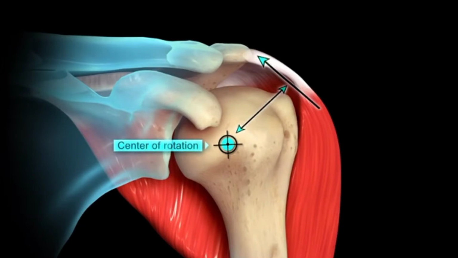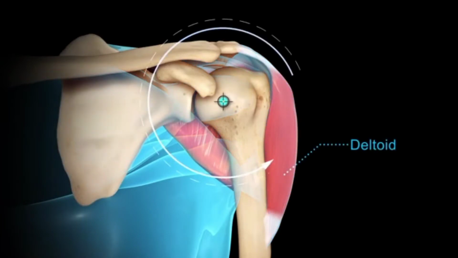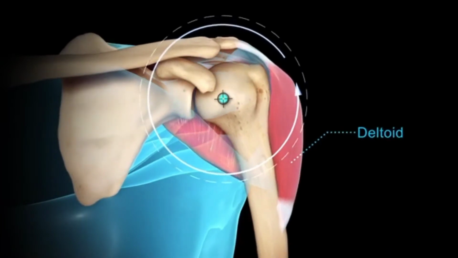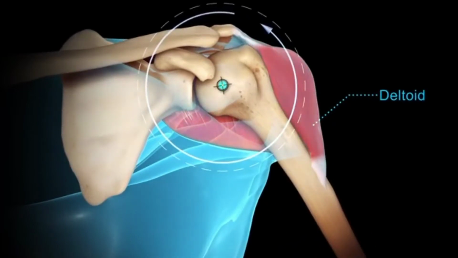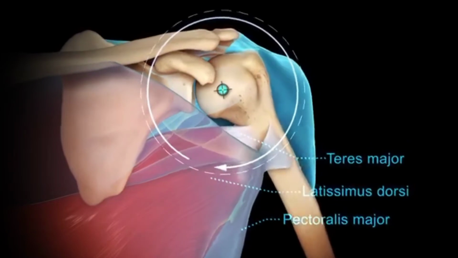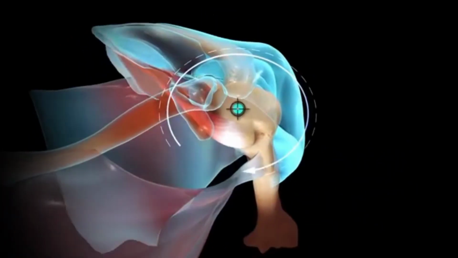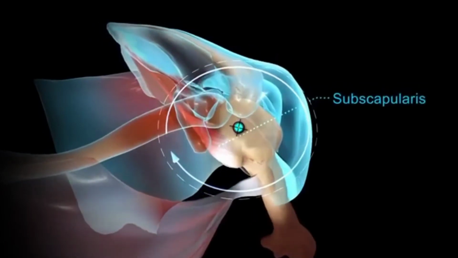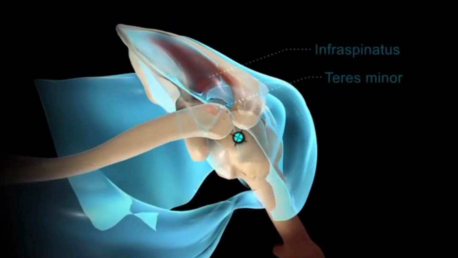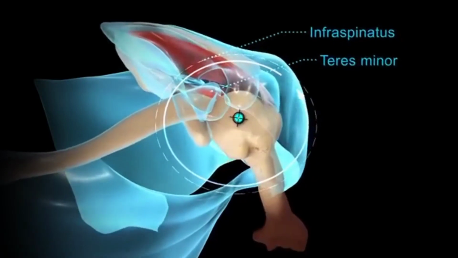The location of the moment arm relative to the center of rotation determines the type of motion the muscle creates. Shoulder muscles with lines of action superior lateral to the center of rotation generate abduction. Lines of action inferior medial to the center of rotation generate adduction. Lines of action anterior to the center of rotation generate internal rotation. And lines of action posterior to the center of rotation generate external rotation.